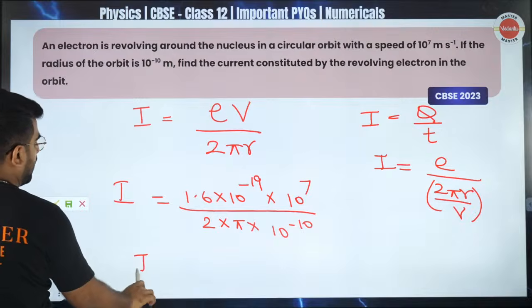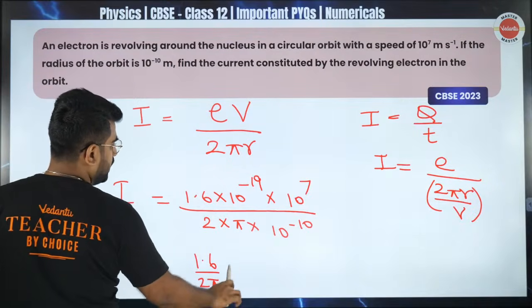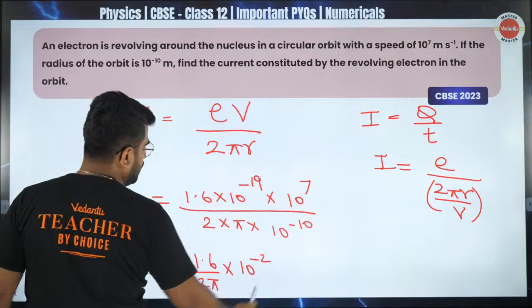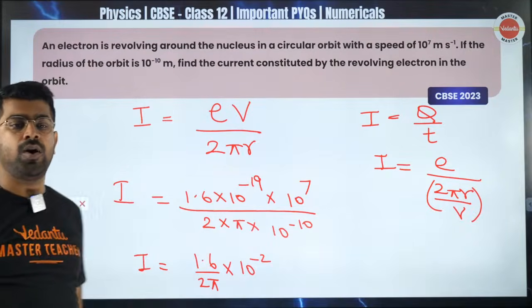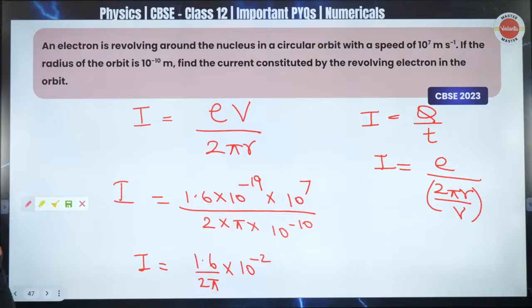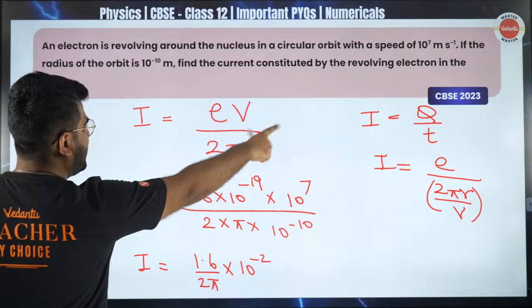You can find it out now. The current will be 1.6 by 2 pi into 10 to the power minus 2. So that's your current. You guys can finish it off. Are you all clear? Shall I move forward? So this is a nice formula. Please remember it if you can. It's very simple. It's just from I equal to Q by T.